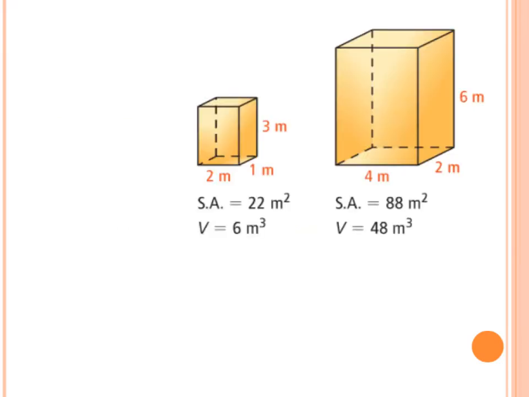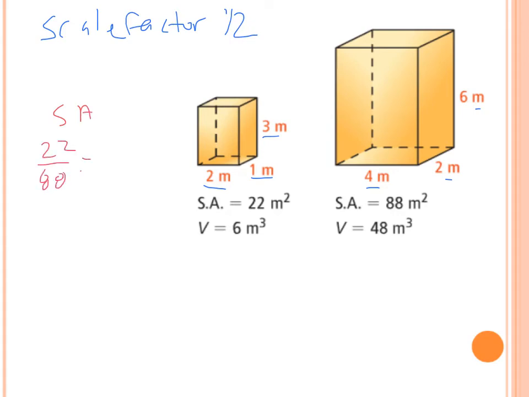If I look at these two shapes first, I want to look, are these similar? Well, yes. 2/4 is going to be 1/2, 1/2 is 1/2, and 3/6 is 1/2. That means the scale factor is going to be 1/2. Now if I look at my surface area here, surface area is going to be 22 compared to 88. Now if I simplify that, that would be equal to 1/4. And then if I look at my volume, this would be equal to 6/48, which is equal to 1/8.